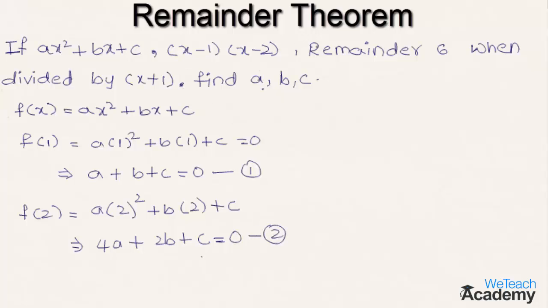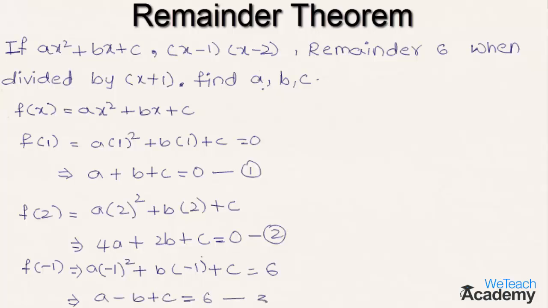According to the information given in the problem, when f of x is divided by x plus 1, it leaves the remainder 6. So if x plus 1 is a factor of f of x, then f of minus 1 would be a remainder. Now let us find the value of f of minus 1 by replacing x with minus 1. We get a into minus 1 whole square plus b into minus 1 plus c. Given that it leaves the remainder 6, let us write is equal to 6. So this would come as a into minus 1 whole square would be a, and b into minus 1 is minus b, plus c is equal to 6. Now let us name this equation as 3.